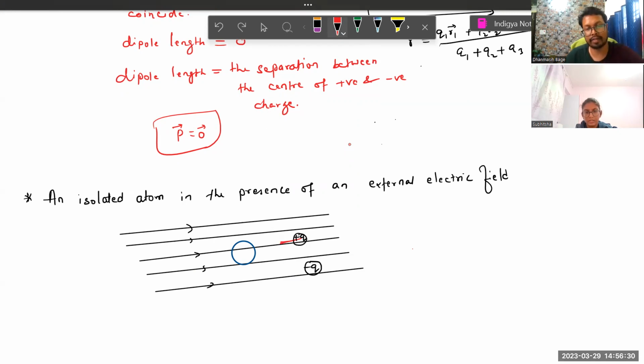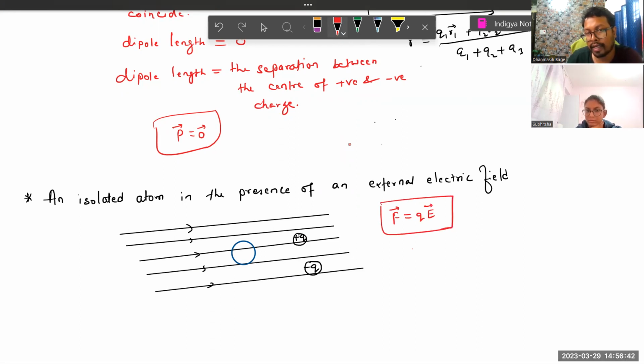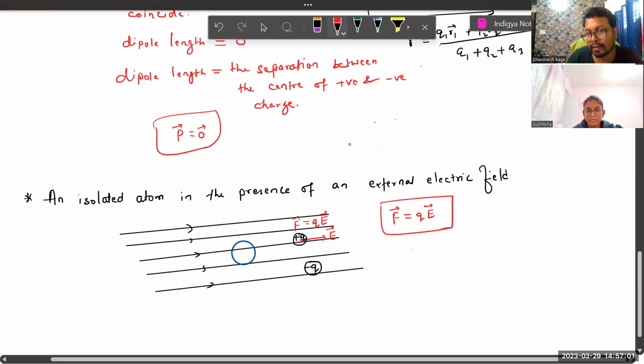Let's just clear this concept. Remember this formula: F is equal to Q E vector. I told you this, right? F is equal to Q E vector. At this point, what is the direction of the electric field? In this direction. So force will be equal to what? Simply Q times E vector. It is in the same direction, only the magnitudes will be different. So force will be in this direction in this case.